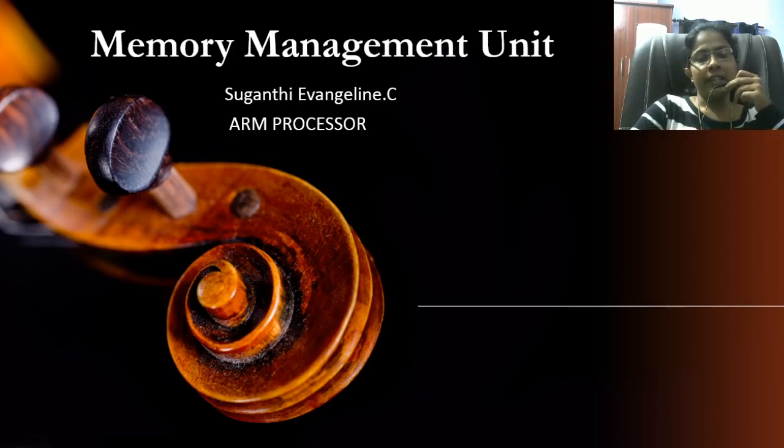Last class we discussed the need for the MMU. During context switching, in order to protect your memory, that is the translation tables, and to protect against illegal access of the caches, some access permission should be given. That is managed by using this MMU.